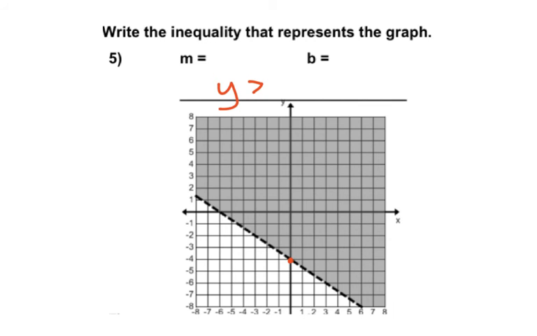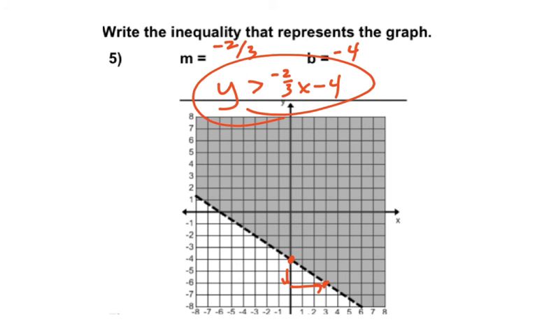So I find the y-intercept is at negative 4. The slope is negative. I'm going to go down 2 and over 3. So negative 2/3 is the slope. So I'm going to write my inequality. y is greater than negative 2/3 x minus 4. That's the inequality that represents this graph.